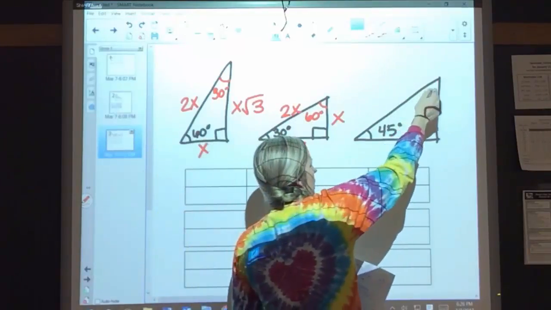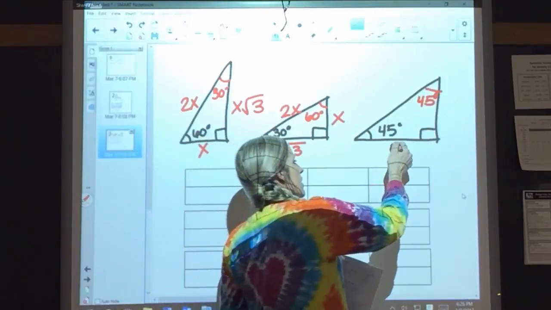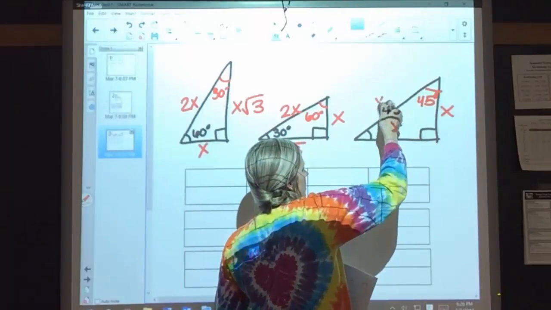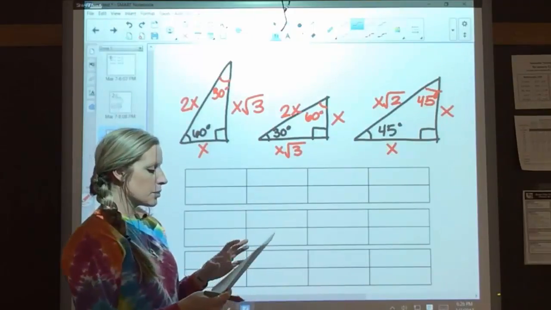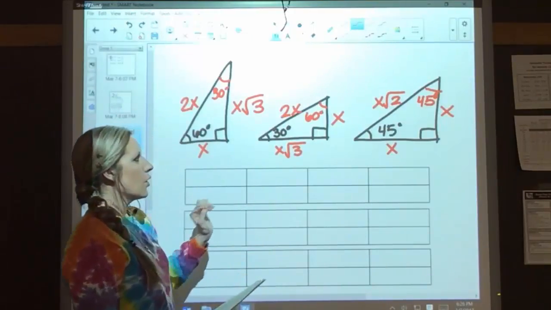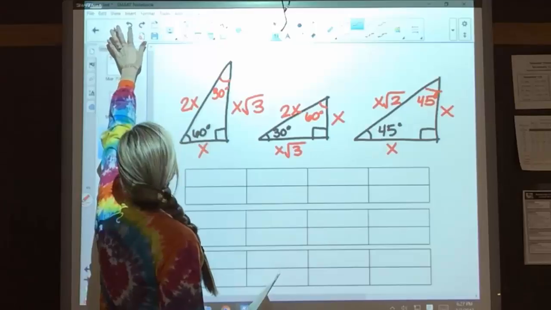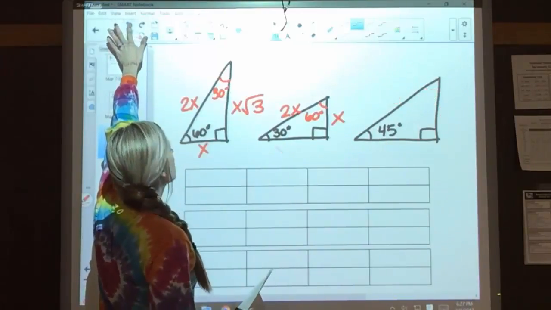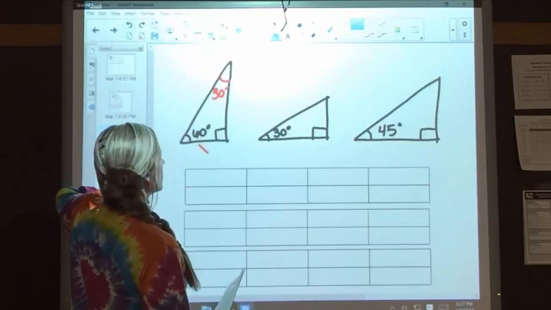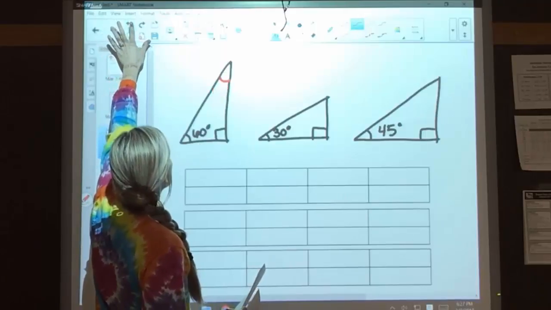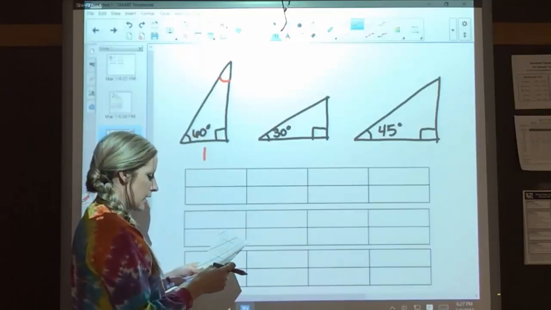And then the 45, 45, 90, that's an isosceles triangle, so the sides are equal, and our hypotenuse is x square root of 2. So that's what we did yesterday. Now the next part says let x equal 1. So we are going to label these triangles again, except instead of x, we're going to use 1. This will be on the right side of your notes. Instead of x, it would be 1 across from the 30 degrees.